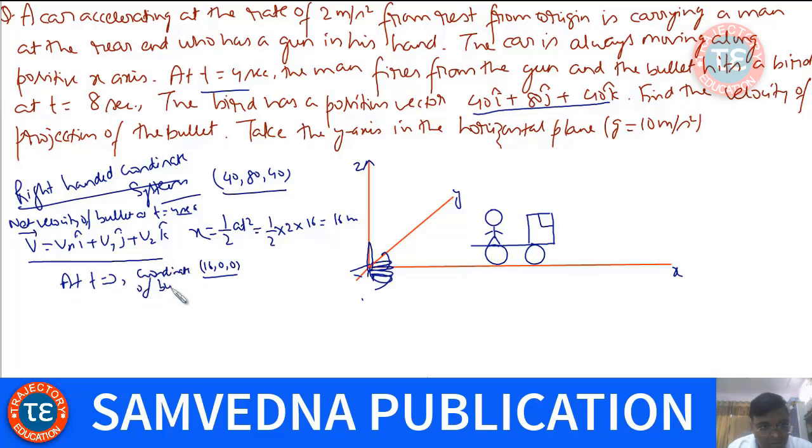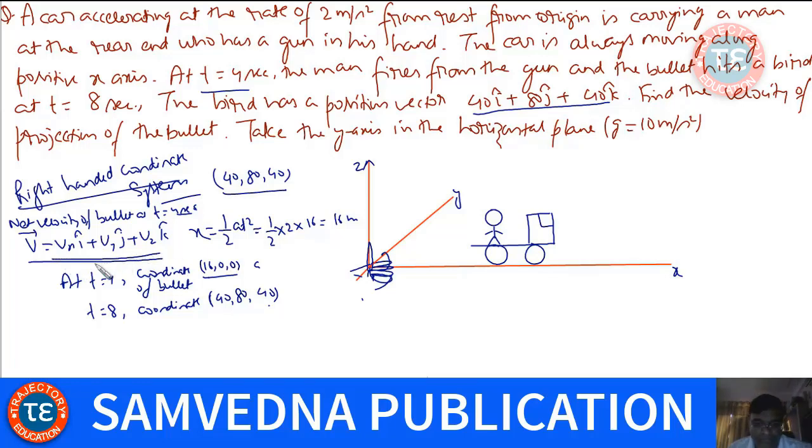So the bullet is also lying at the same point at 4 seconds. This is the coordinate of the bullet at 4 seconds, not at t equal to 0, and we want that at t equal to 8 seconds the coordinate of the bullet should be 40, 80 and 40, right? So at t equal to 4 seconds the bullet is here, and at t equal to 8 seconds the bullet must be at this coordinate, and the velocity of projection at t equal to 4 seconds is this.